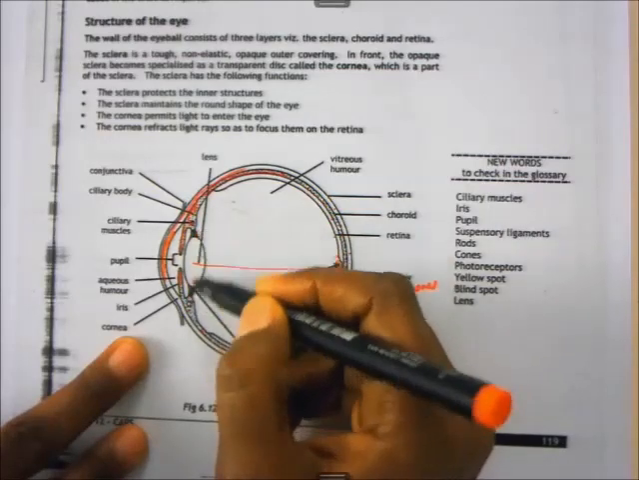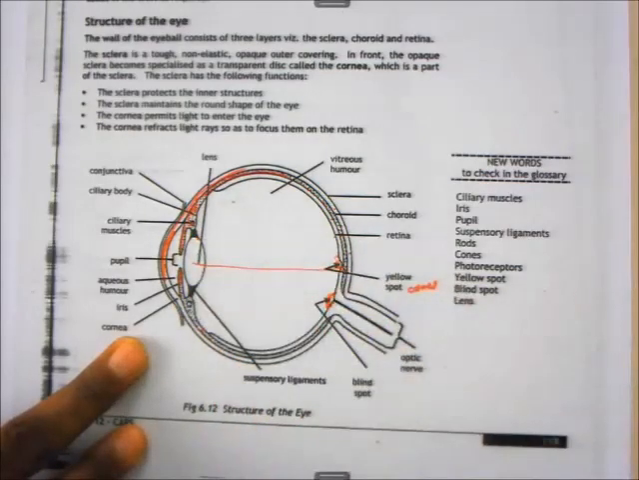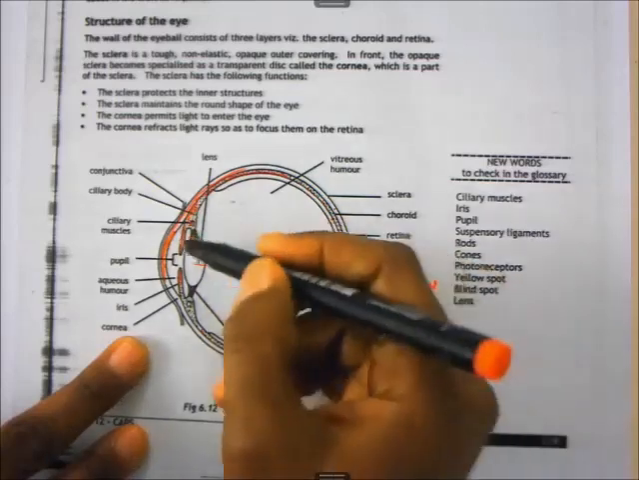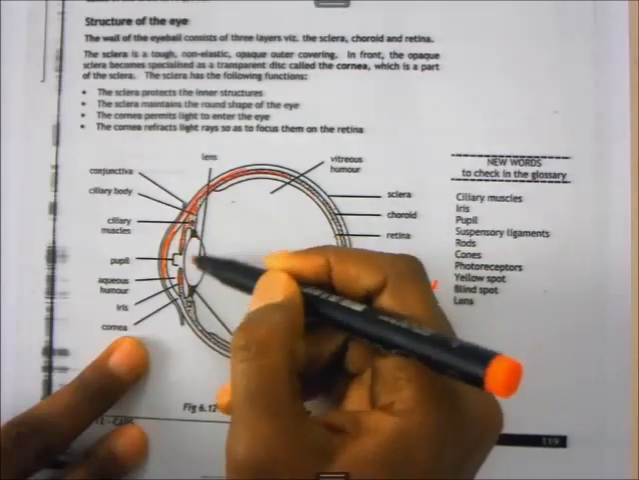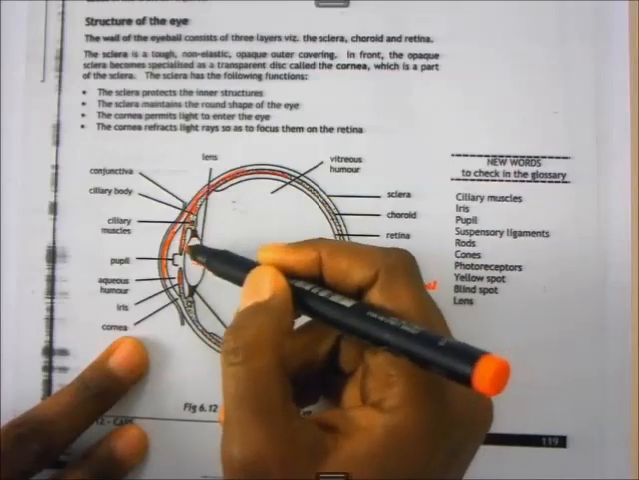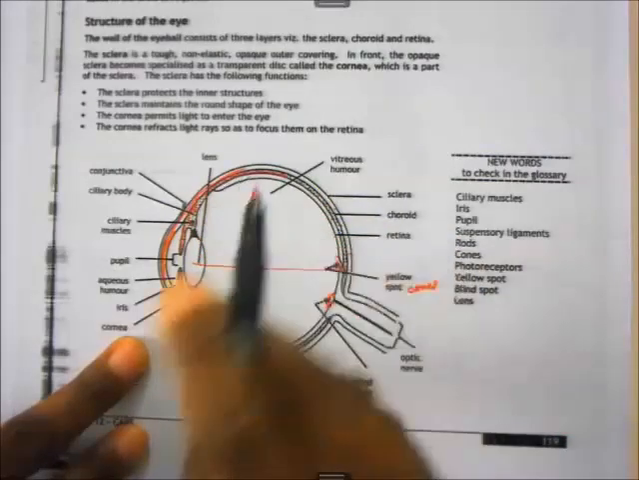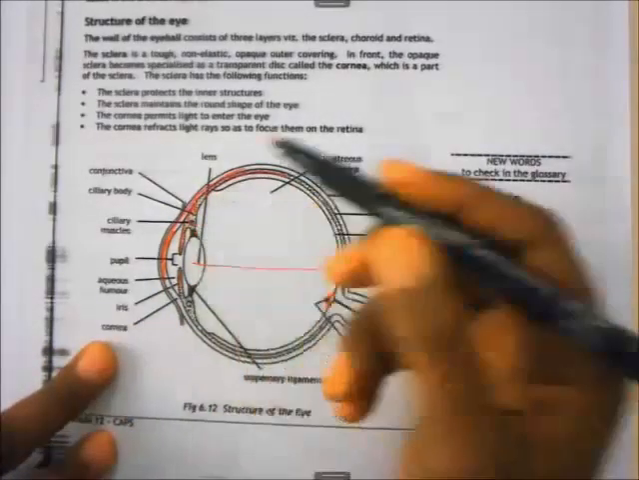As you can see, the lens is held in position by means of two fibers. These two fibers are called the ligaments. These ligaments also play a role in what is called accommodation. They are called the suspensory ligaments.